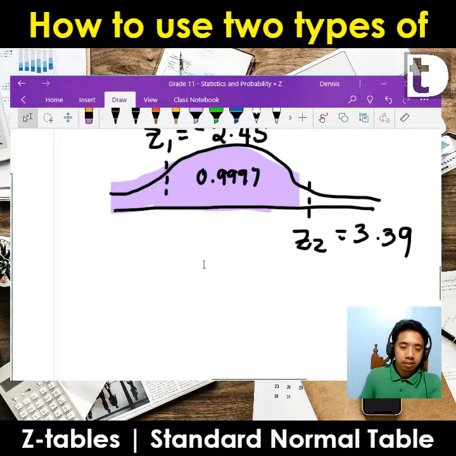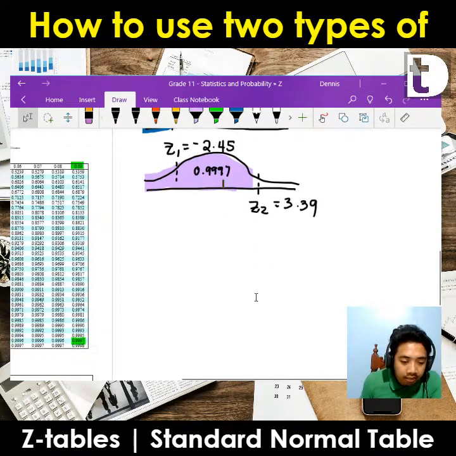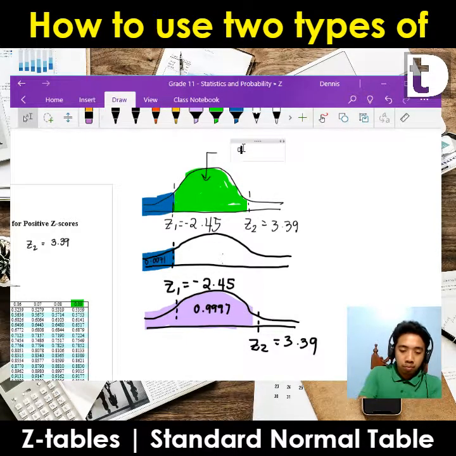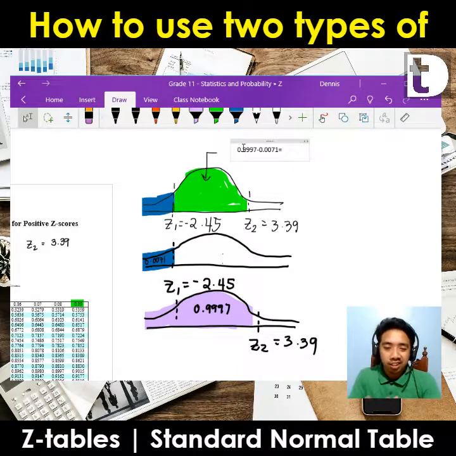0.9997. Okay, that's correct. So our area, this green area over here, is basically our value: 0.9997 minus our negative 2.45 value, which is 0.0071. Okay, so I will show you a magic trick in OneNote.